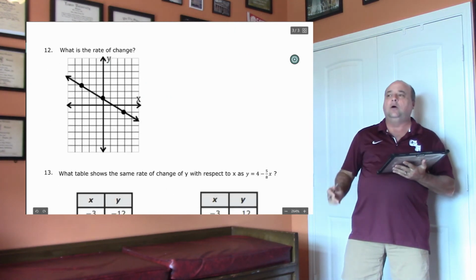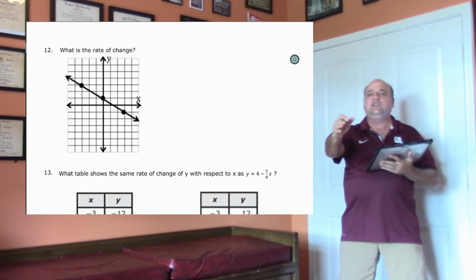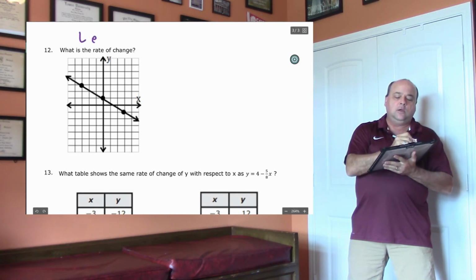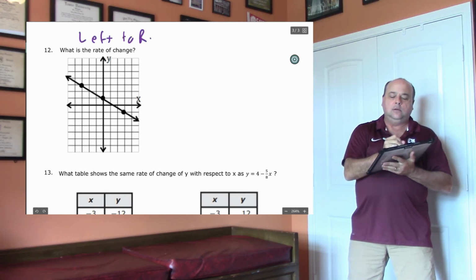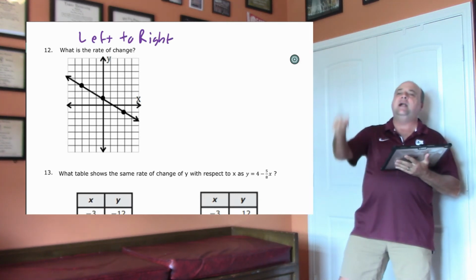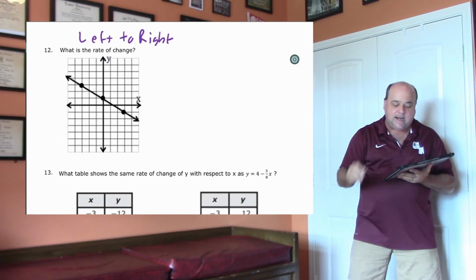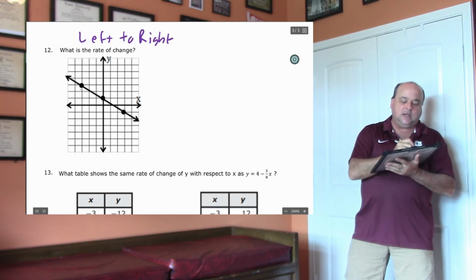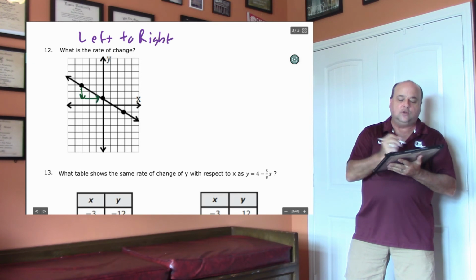Let's go to number 12. Remember, when you get the rate of change from a graph, you go left to right. Always, always, always go left to right. Just like reading a book. In this problem, the line is not going up, it is going down. So draw what the line does. The line's going down and to the right.